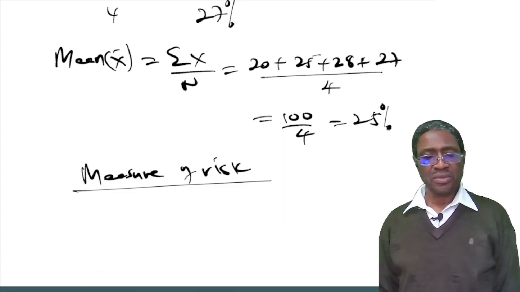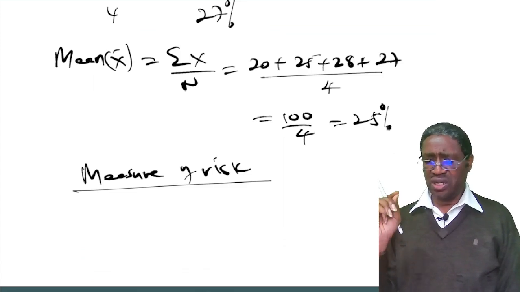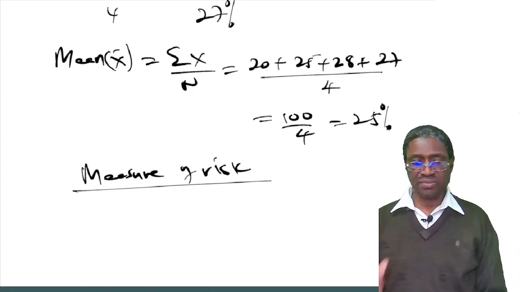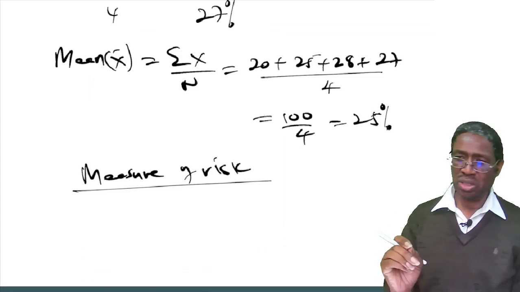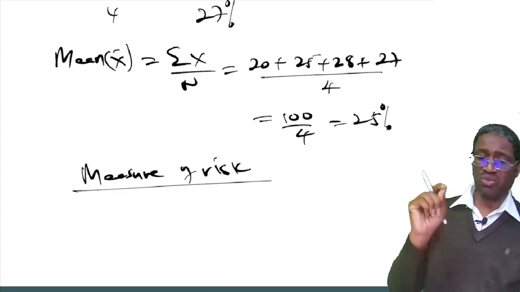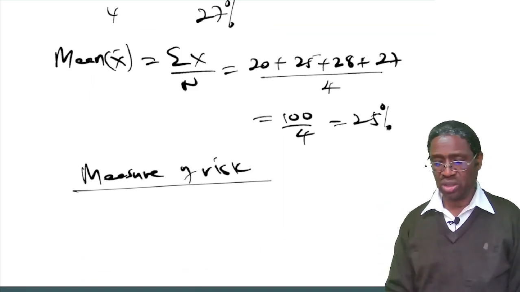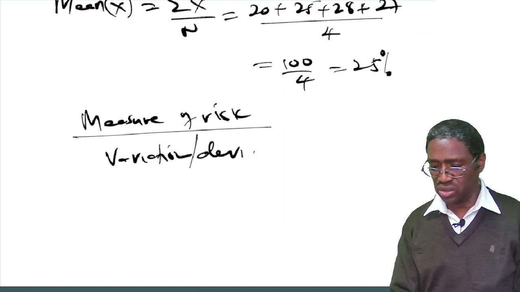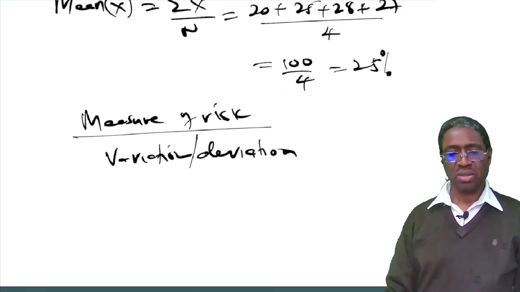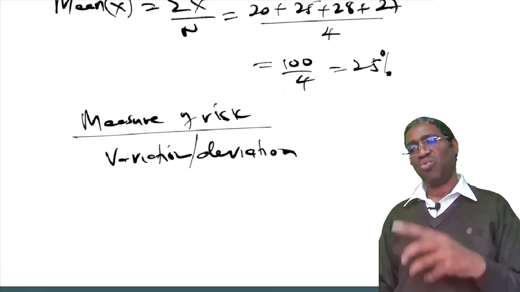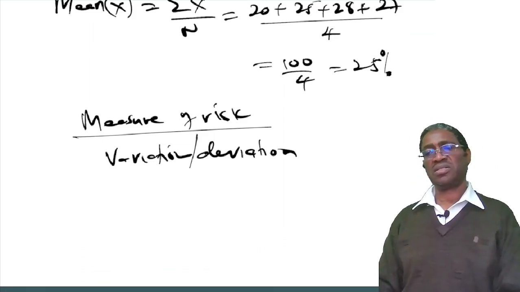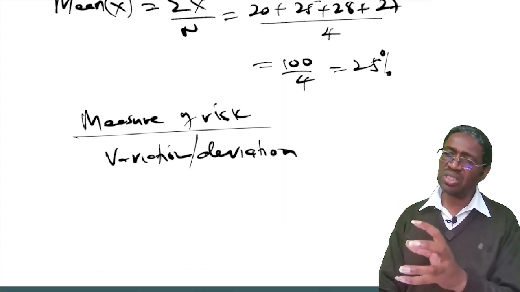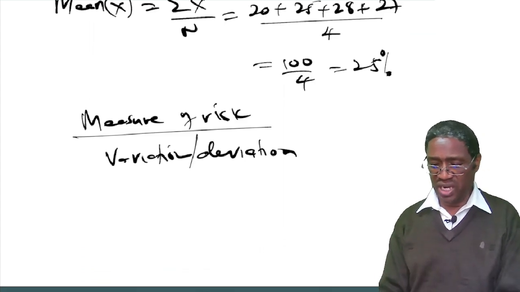What makes an investment to be risky? What makes an investment to be risky is the variation, or deviation, of the returns.